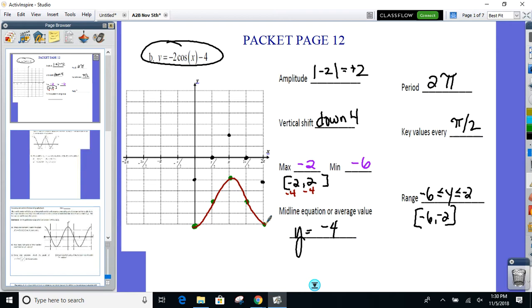Hey, and everything should match up, right? Is my high point -2? Darn right it is. And is my low point -6? Yes, it is. So those should all match up.